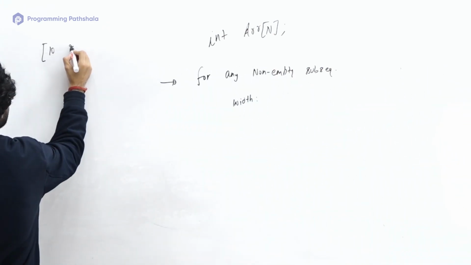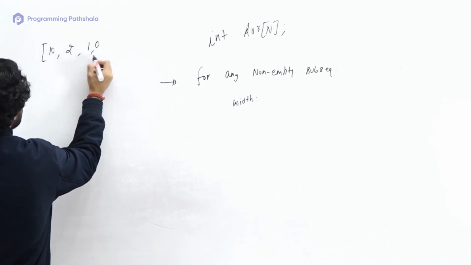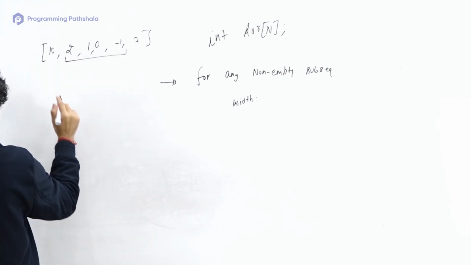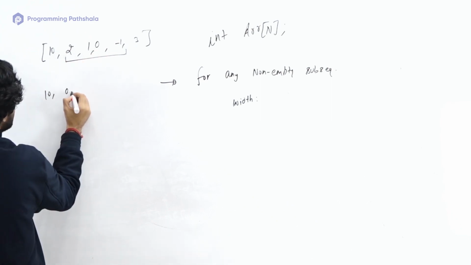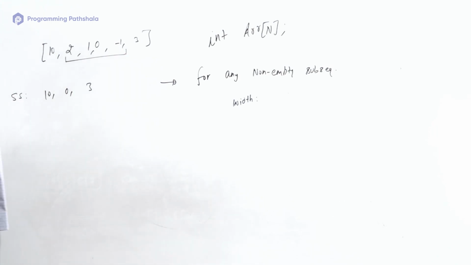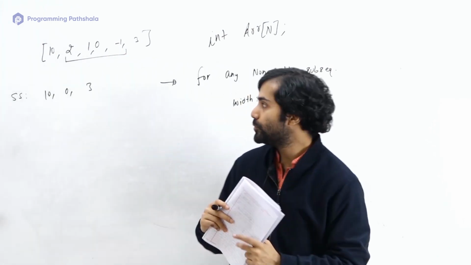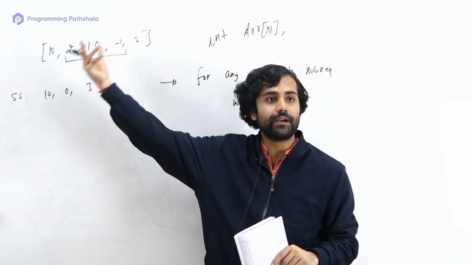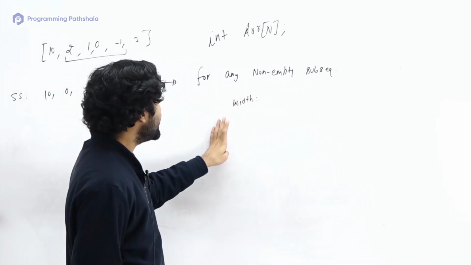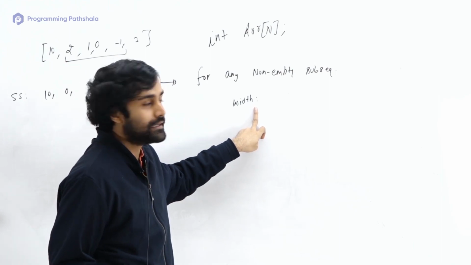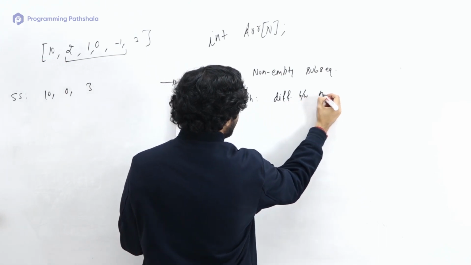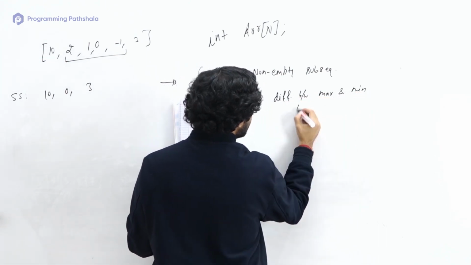So if you have elements like 10, 2, 1, 0, -1, 3, then this is a subarray. It is a contiguous part. But if you pick elements like 10, 0, 3, then this is not a subarray, but this is a subsequence. So subsequence basically means that you pick this array, drop some elements, and whatever remains is a subsequence. So the question says that for every non-empty subsequence, there is a term called width. And what is width? Width is simply equal to the difference between max and min, which is nothing but max minus min.